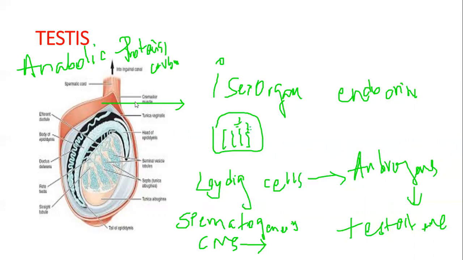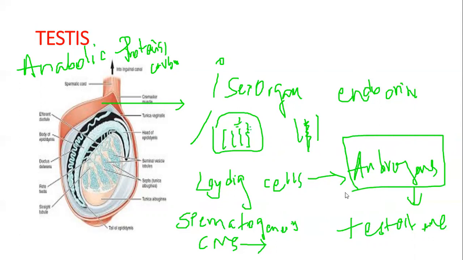A pair of testes is present in the scrotal sac, and the testis is not just a primary sex organ, it is also an endocrine gland. The testis is composed of seminiferous tubules and stromal or interstitial tissue. In between the interstitial spaces, there are cells called Leydig cells or interstitial cells, which produce a group of hormones called androgens, mainly testosterone.